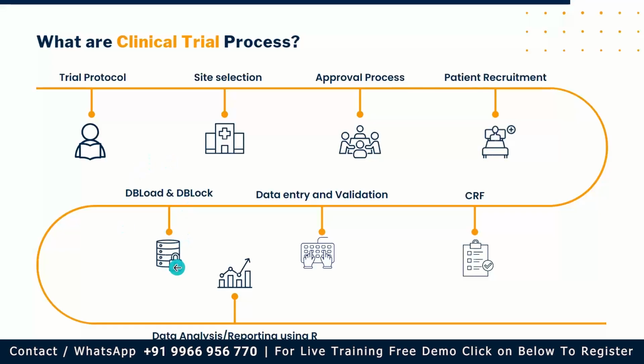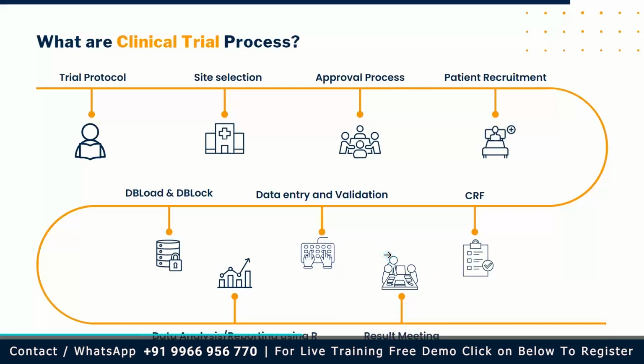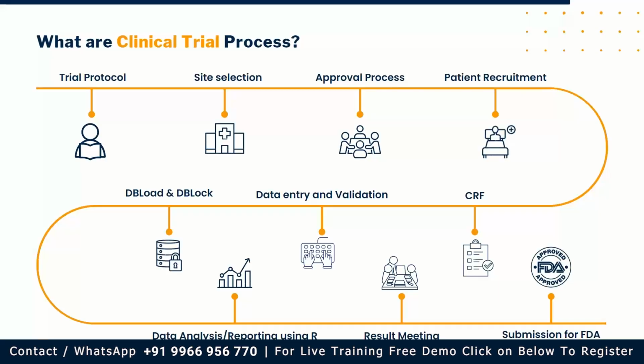Before the database lock we also have access, and a separate team writes the program for creating a report. And then we submit this report to the result meeting. These are different line functions. They check all the reports, and if some extra report is required, they suggest that we create it. Then they file those results to the regulator for the approval processes. Here I just use FDA as a notation; it can be any regulator.